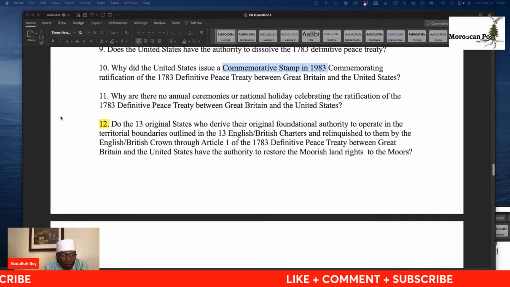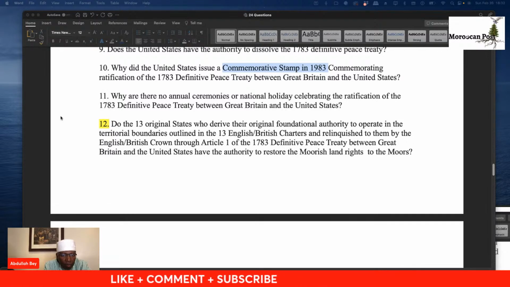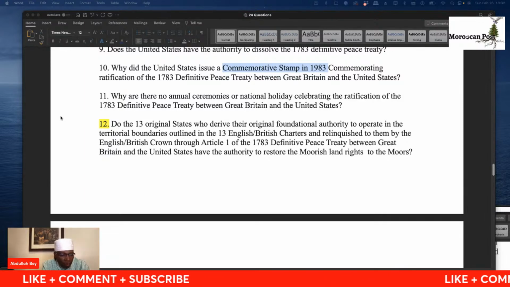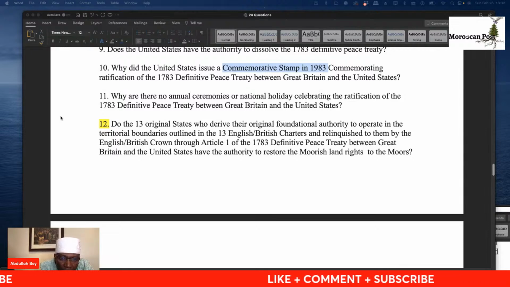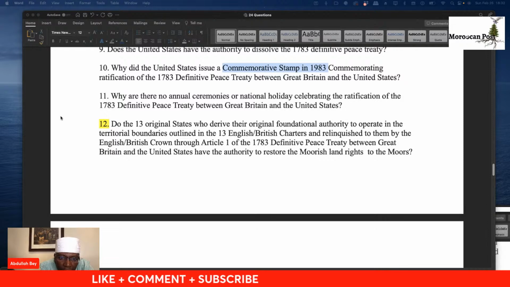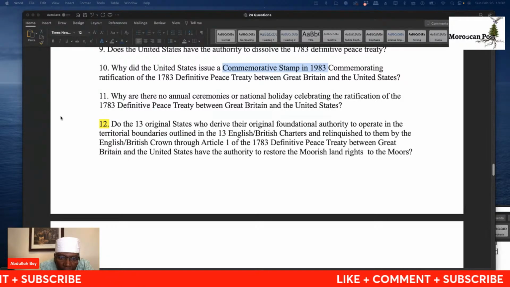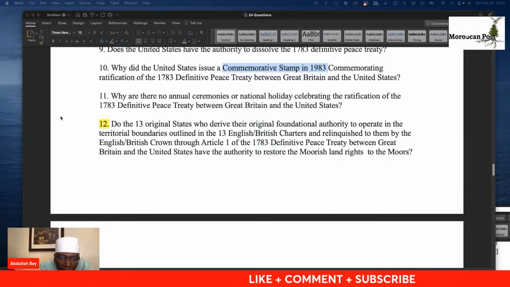Do the 13 original states, who derived their original foundational authority to operate in the territorial boundaries outlined in the 13 English/British charters and relinquished by the English-British Crown through Article 1 of the 1783 Definitive Peace Treaty between Great Britain and the United States, have authority to restore the Moorish land rights to the Moors?